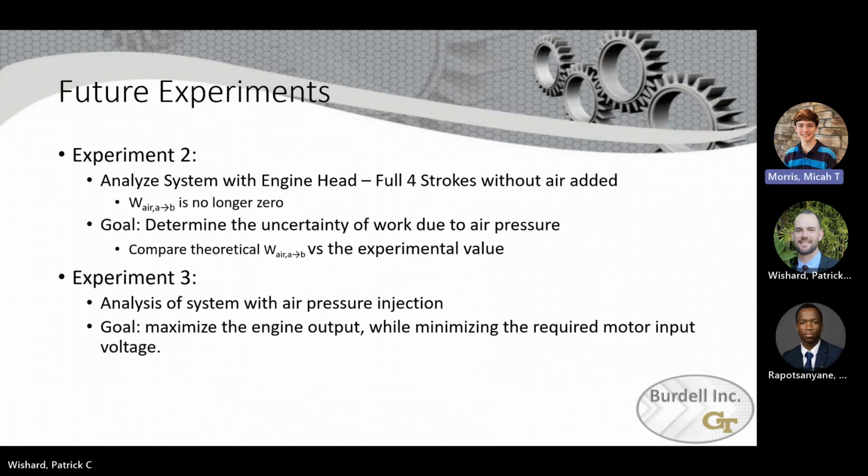So for future experiments, we plan to isolate both the work of air and the work from the piston. In our second experiment, we plan to reattach the head, which means that the work of air will no longer be 0. While there will be no air being injected into the system, the air inside will still be compressed and expanding. The goal will be to determine what that work is and then compare that to our theoretical value for work of the air, and then from there, look at our uncertainty and determine the validity of our model.